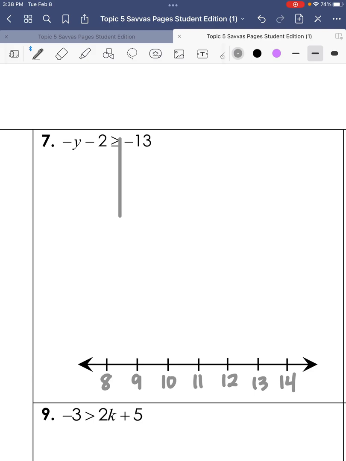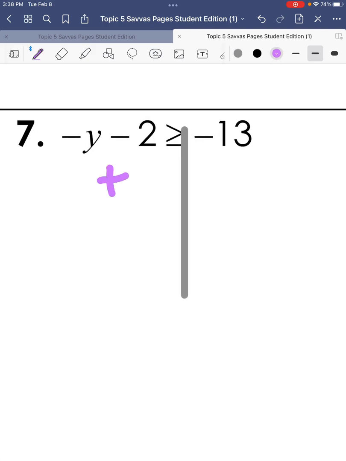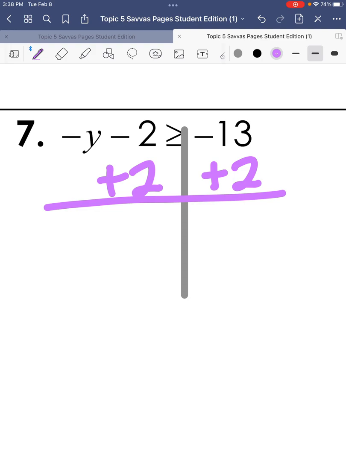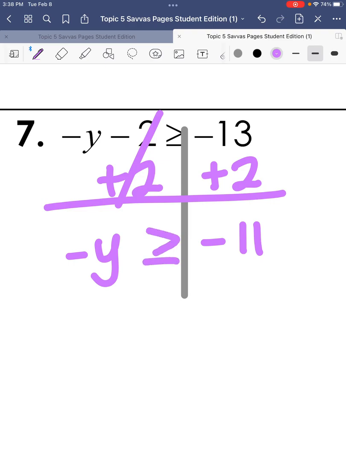How do I undo that? I add 2. So I'm adding 2 on both sides. Now on the side with the y, my 2's will cancel out, and I can bring down -y, and it's by itself. On the other side, -13 plus 2 is going to be -11. Now, did my sign need to change? No. For adding, it doesn't change. So it's still greater than or equal to.